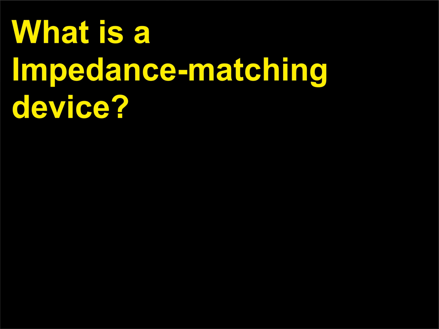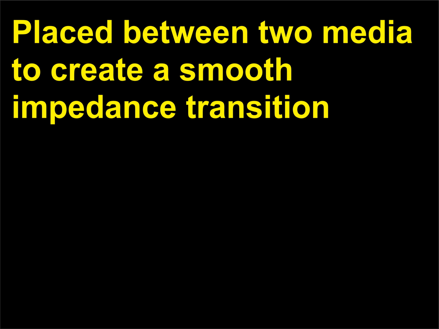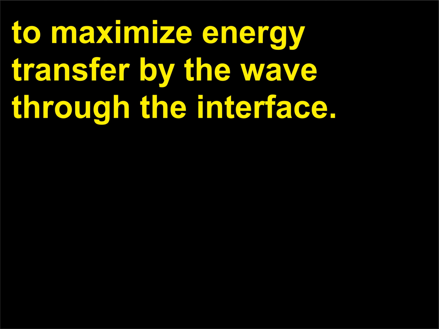What is an impedance matching device? Placed between two media to create a smooth impedance transition, to maximize energy transfer by the wave through the interface. A transformer.